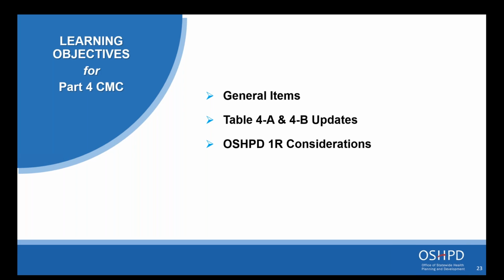So, okay, for general items, we're going to be going over changes in part 4, which include some fairly minor changes in the tables 4A and 4B, which is the airflow, ventilation requirements, and filtration. And then we'll discuss 1R considerations. I want to talk about that somewhat philosophically, to try to bring some clarity to it, because I know a lot of people are confused by that. So, okay, Caesar, go ahead.